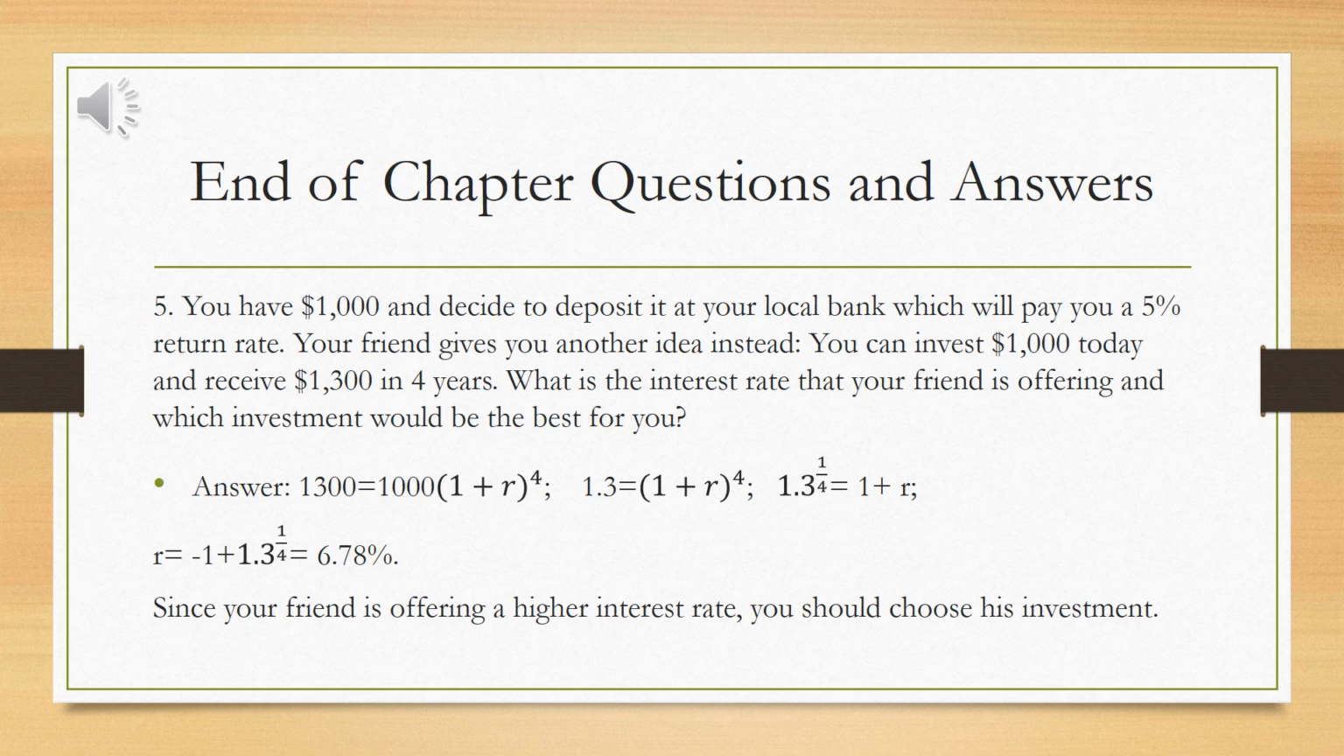If you're gonna receive 1,300 in 4 years, 1,300 is your future value, 1,000 is your present value, and t is 4. Therefore, by solving this equation, you get r to be 6.78%. Nevertheless, in the local bank, you're gonna receive only 5% return. Since your friend is offering a higher interest rate, you should choose his investment.